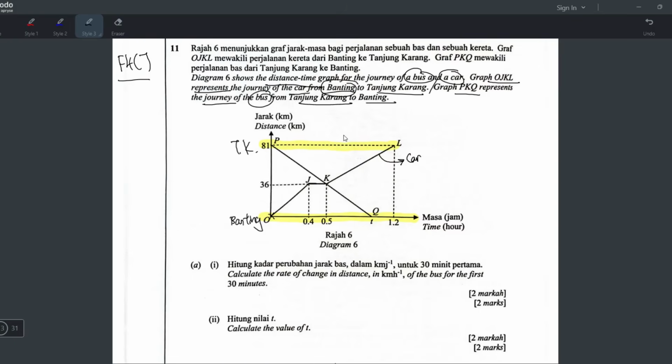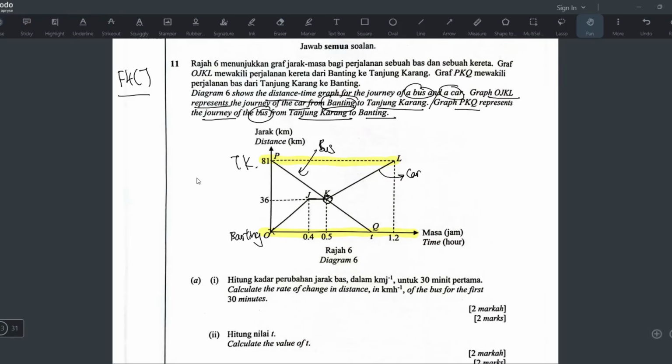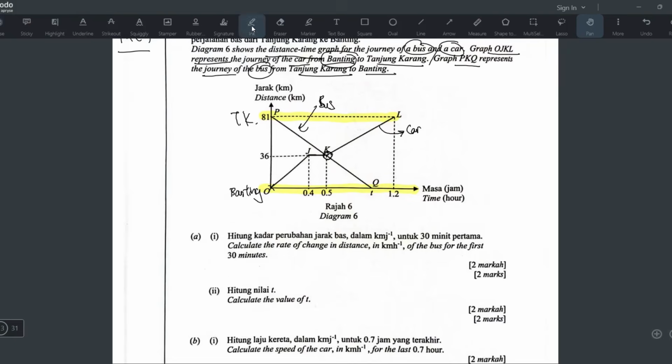Okay, then what about the bus? The bus is just moving. Yeah, just moving lah. It never stops. And you can see there is an intersection point here. That intersection point will be the point where the car and the bus meet. Yeah, that's when the car and the bus meet. Okay, after understanding the whole story, now we can finally do the soalan.